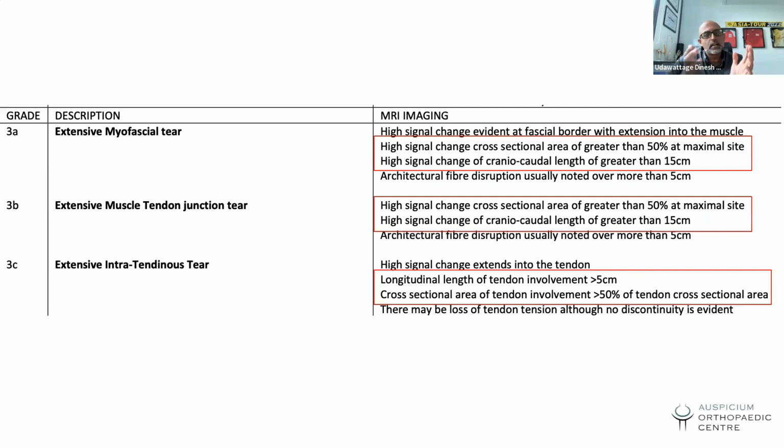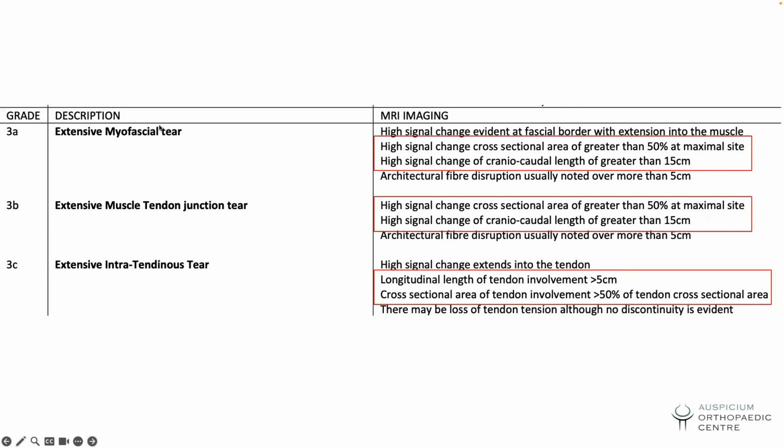Grade 3, again, is in keeping with the original classification of muscle injuries, where there's very significant signal change, more than 50% at the area of injury, and a greater distance of the injury as well. And as with grade 2, it's either in the myofascial area, the muscular tendinous, or the intertendinous area.